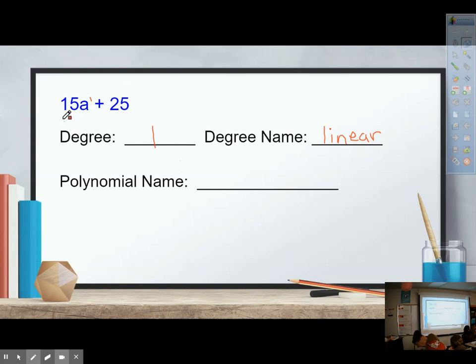And for the name, you want to look to see how many terms it has. So 15A is one term, 25 is the second term. So that's 2 terms. So that would be a binomial. Bi means two. Just like bicycle has two wheels, binomial has two terms. Now what questions do you have for me?